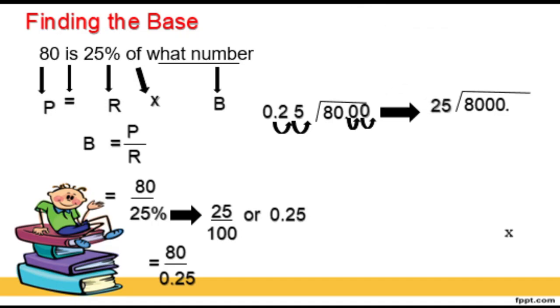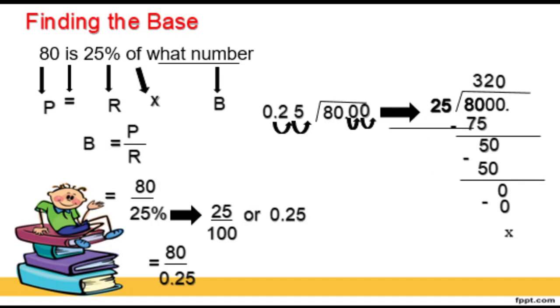25. And how many 25 are there in 80? There are 3. And 3 times 25 is 75. Subtract 75 from 80 and that is 5. Then bring down 0 and 50 divided by 25 is 2. And 2 times 25 is 50. And then subtract, bring down 0. And 0 divided by 25 is 0 times 25 is 0. So therefore, our answer is equals to 320. So the base is 320.